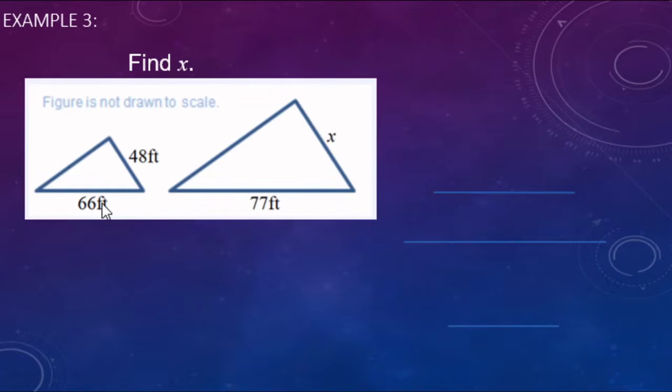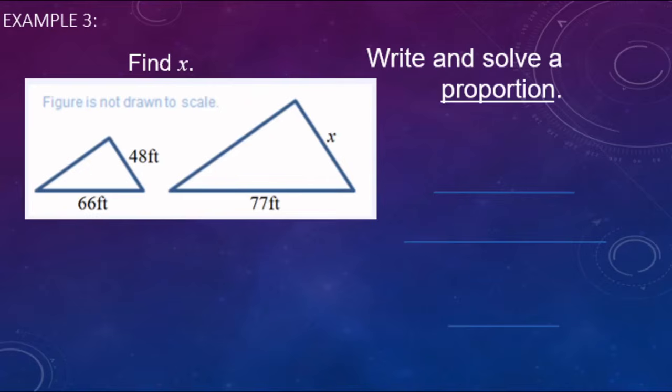So since these triangles are proportional, they're similar, so the sides are proportional, we're going to write and solve a proportion. Now, a proportion is two equal ratios. So we got a ratio here equals another ratio here.